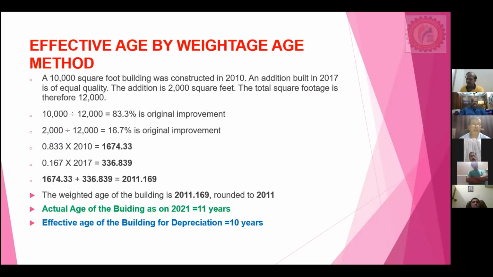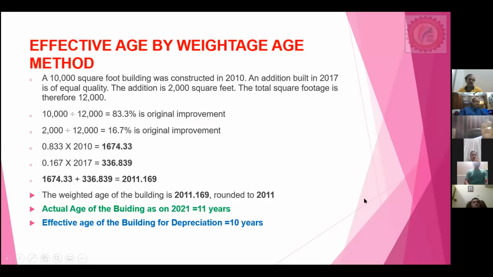Now, what will be the problem? You just see this one. A 10,000 square foot building was constructed in the year 2010. An addition built in 2017 is of equal quality. So this building was constructed in the year 2010 and the total area is 10,000 square feet. Another addition has been made to this building in the year 2017 and the addition is 2,000 square feet.